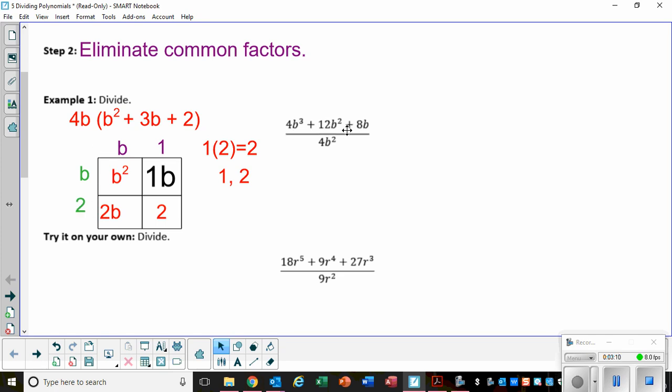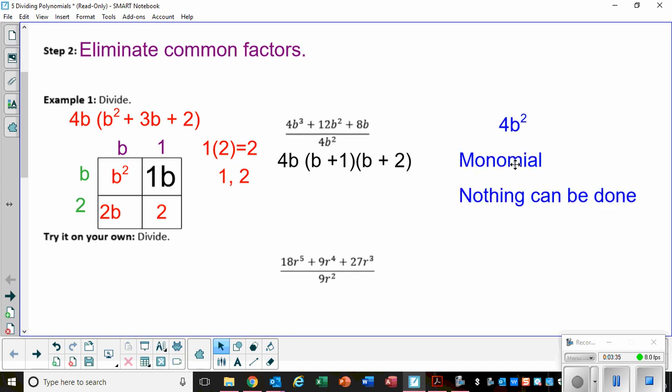So I'm going to rewrite the top so it has my two binomials and my GCF that I pulled out. So now it's 4b times b plus 1 times b plus 2. That is the factored form of that top polynomial. Now I'm going to look at the bottom, the 4b squared. Well, it's a monomial, so nothing can be done. I can't factor that, so I'm just going to leave it as is.